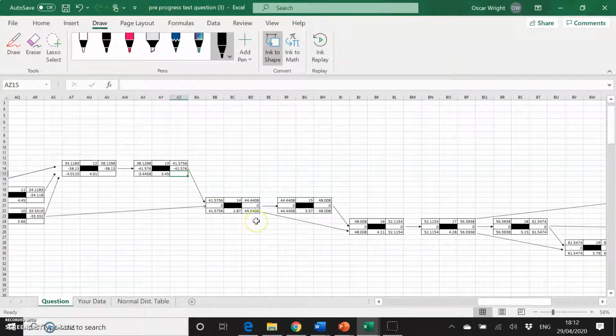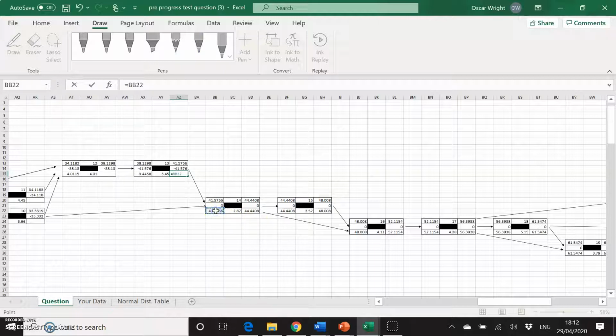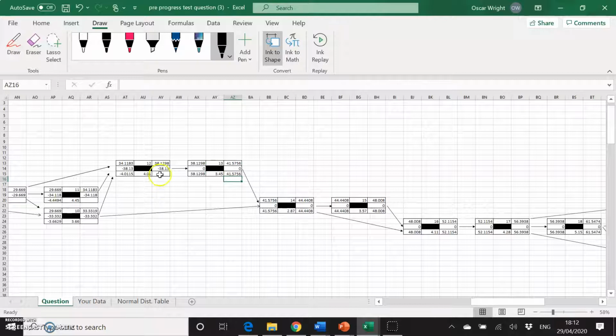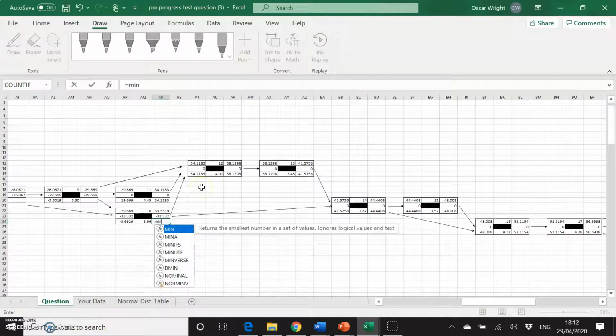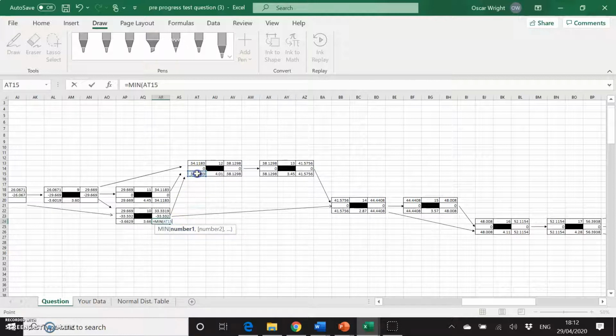13 only goes to 14, so the late finish equals the late start of 14. 12 again only goes to 13. 11 only goes to 12 as well. So again, 11 must equal the late start from number 12. Now number 10 goes to both 12 and 14. So we do the minimum value from both the late start from 12 and the late start from 14.